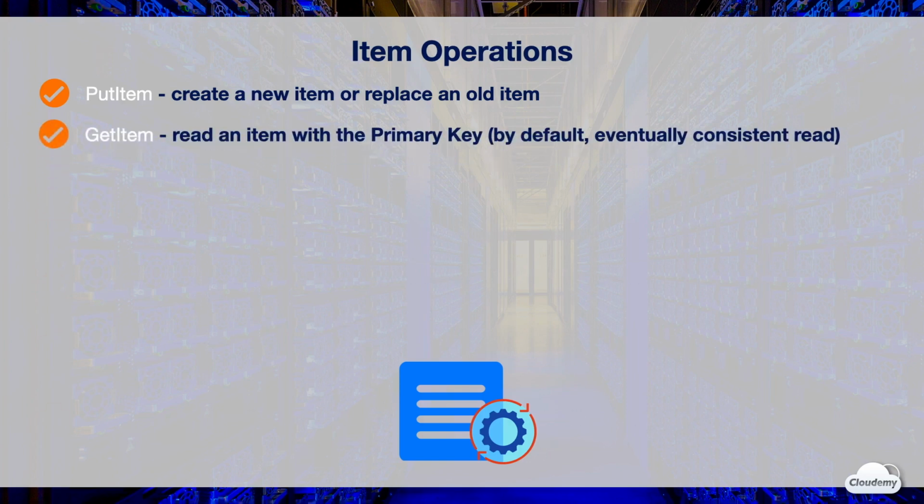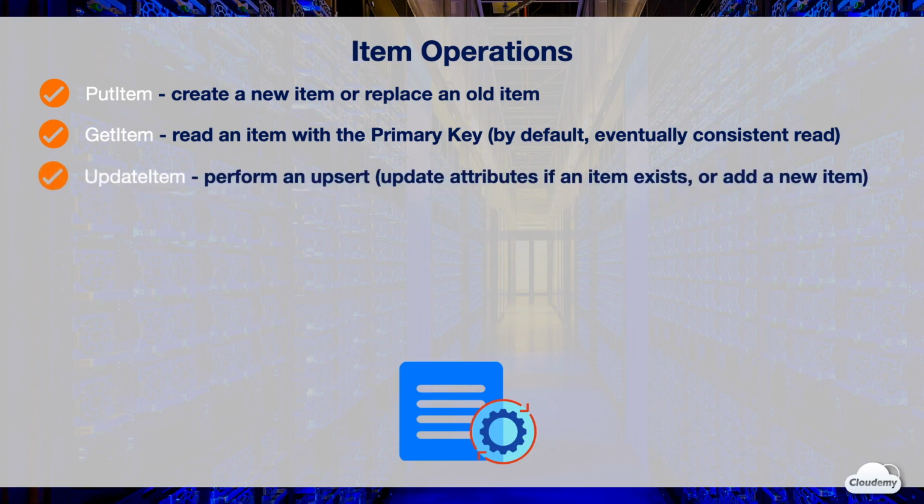The GetItem operation reads an item with the given primary key. By default, the GetItem request performs an eventually consistent read. You can use the consistent read parameter to request a strongly consistent read. The UpdateItem operation performs an upsert action, as it tries to update the attributes if the item exists, or add a new item if it doesn't exist. The DeleteItem operation lets you delete an item with the given primary key.